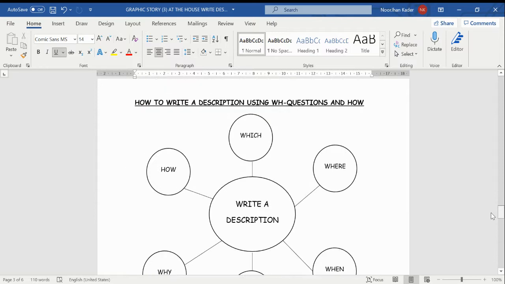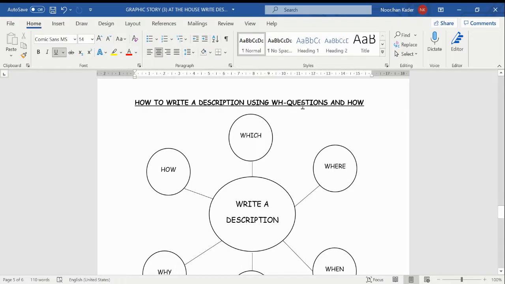So now, let's look at how to write a description using WH questions and how. To write a description, you cannot straight away use the descriptive sentences and write a description. You have to know a few things before you write a description. So the first thing you have to know, when you want to write this, is how to write a description using WH questions and how.